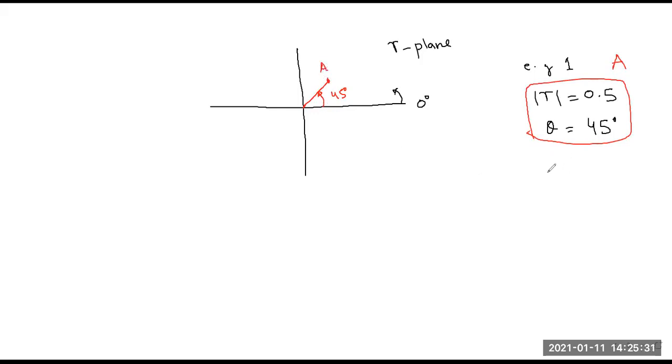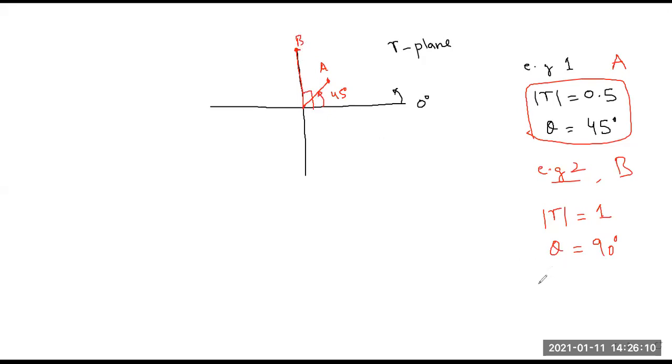Similarly, let's consider example number two, and let me call it point B. Now we have a magnitude of reflection coefficient equal to 1, and the phase is 90 degrees. In the gamma plane, I draw a line with magnitude 1 and an angle of 90 degrees. So this is now point B.